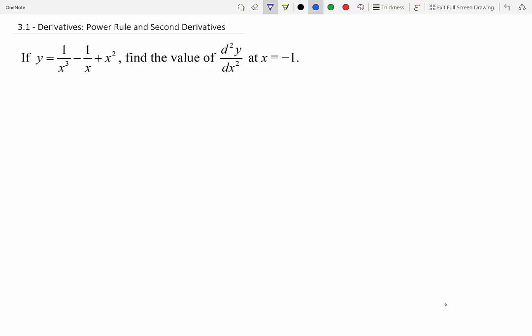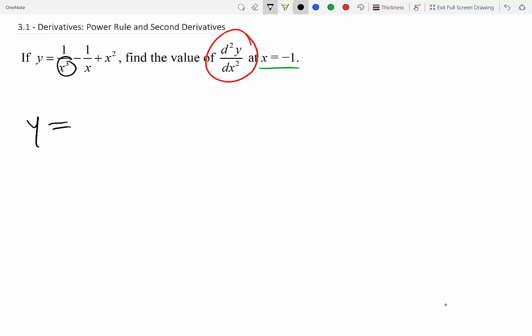All right, for this problem, we're being asked to find a second derivative, as you can tell by that symbol right there. And once we find that second derivative, then we can plug in the value x equals -1 and calculate our answer. So the first thing I'm going to recommend doing for this question is actually not taking a derivative yet, but instead rewriting this function as a power function.